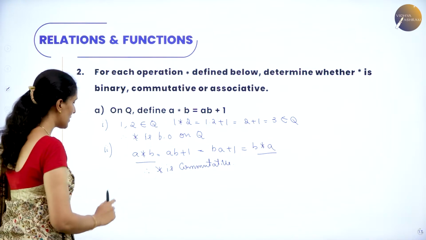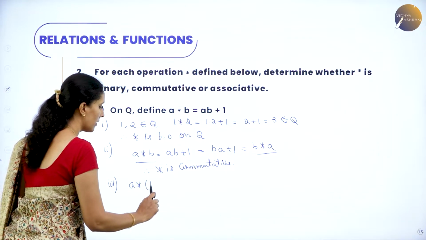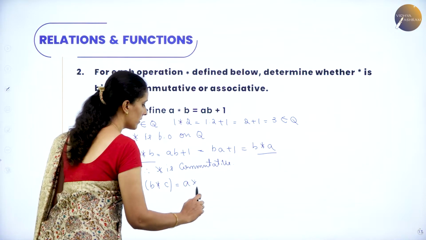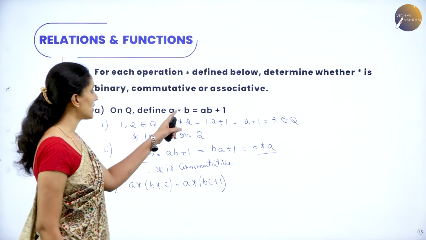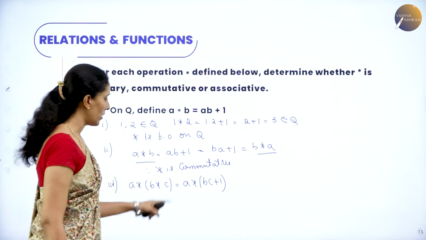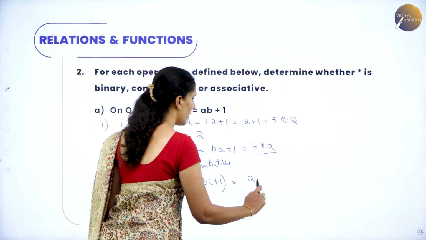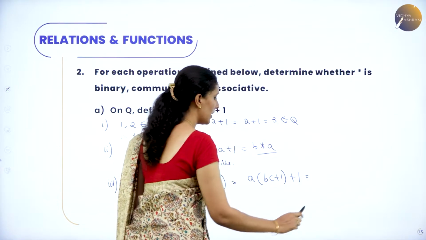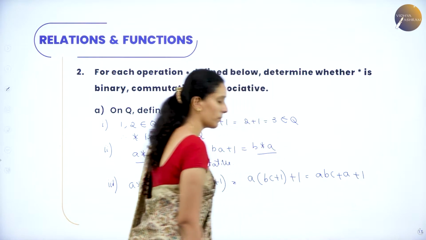Next, we will verify the associative property. We have A star, B star, C. So, A star, BC plus 1, because B star C means BC plus 1. Now, A star BC plus 1 means we have A into BC plus 1, plus 1. That is equal to ABC plus A plus 1.